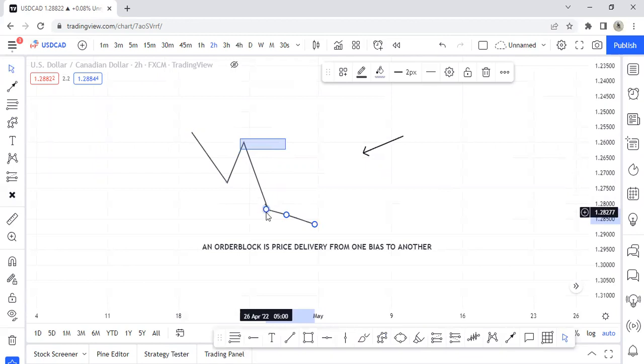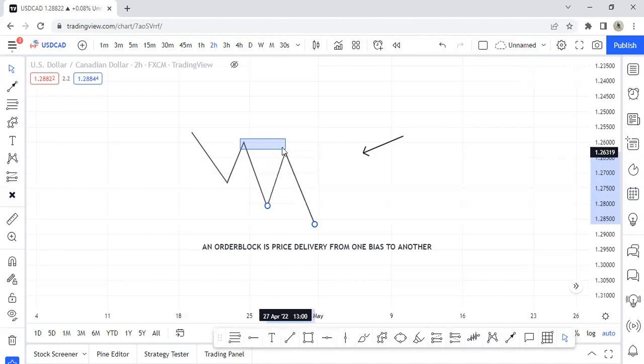And order blocks are usually mitigated. That's what gives us our entry. So when you see that happen, you want price to do what? To come back into that zone, to do what? Give you entry. So you're looking out for price to come back into that order block to give you entry.